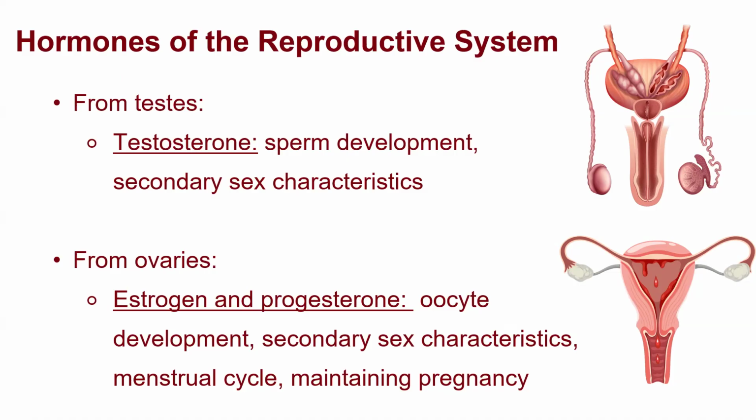From the ovaries, we're going to release estrogen and progesterone. So the ovaries are the gonad of the female system. Oocyte is another name for egg cell, and so that's going to promote the development. Again, the secondary sex characteristics.